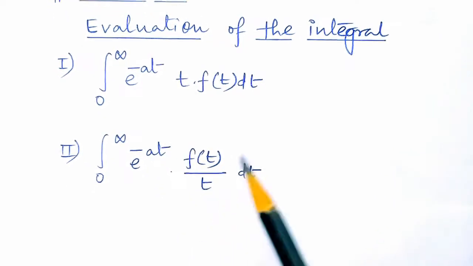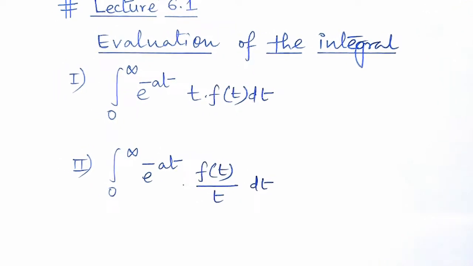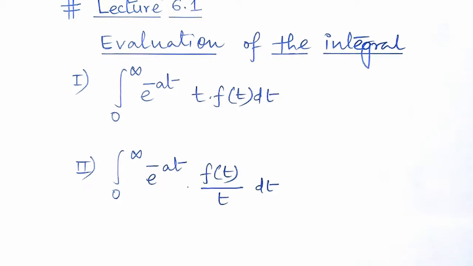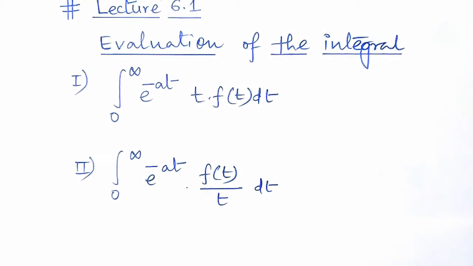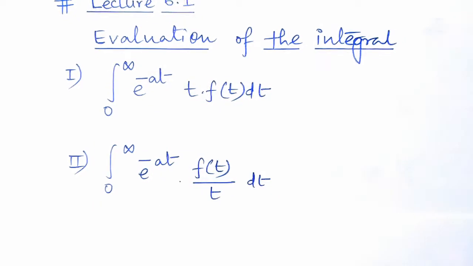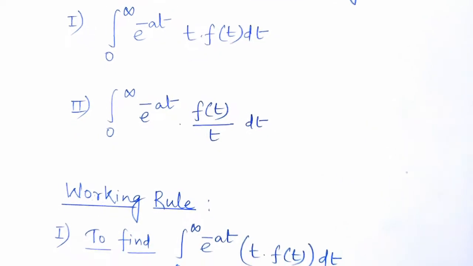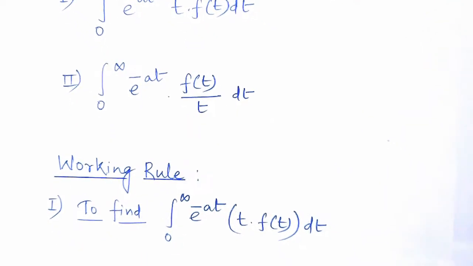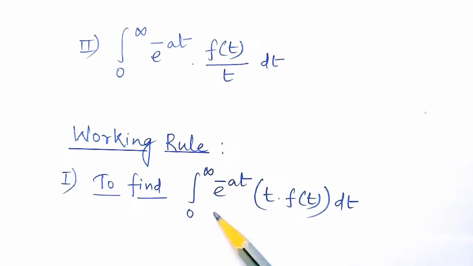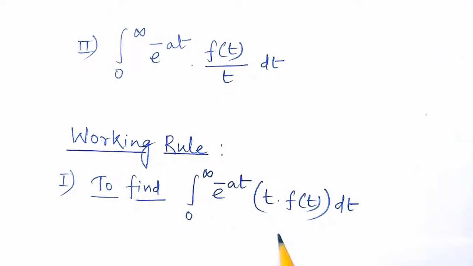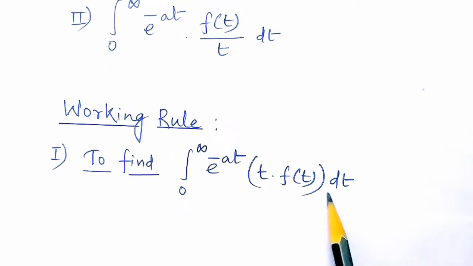So in these two types of integral, they haven't mentioned anything about the Laplace transform, but we will see how the Laplace transform can be applicable to solve the problems which come under any one of these forms. Okay, so for that we can identify some working rule. Here, the first case is to find the integral between 0 to infinity of e to the power of minus at, and here this expression we can write in brackets, that is t f of t dt.